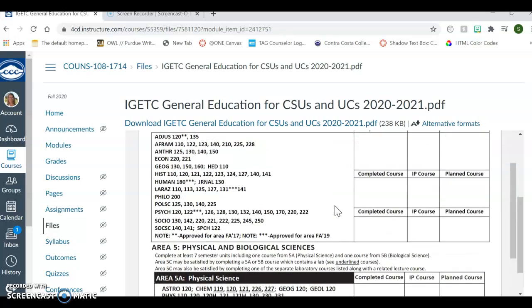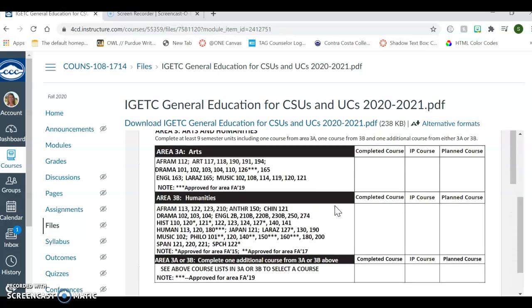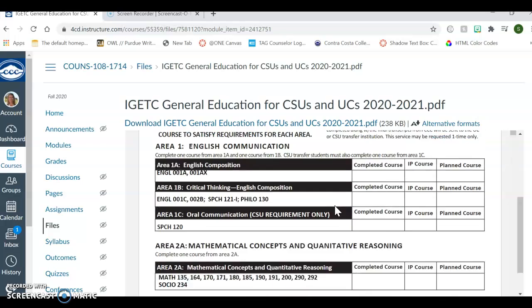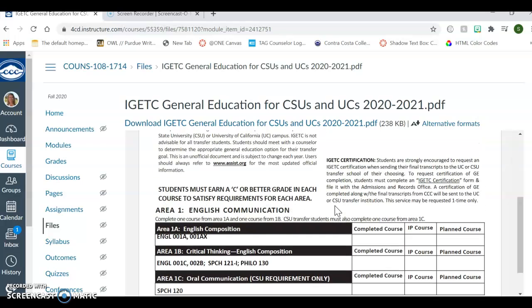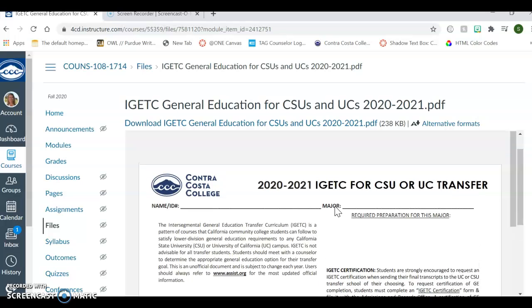Many students complete all of IGETC. Some students, especially in STEM majors, are not required to. It really depends on the major, and it depends on the UC that you might be applying to. So please stay in touch with counseling so we can help you navigate that and make sure you're maximizing your possibilities to get into multiple schools, not just your top school.